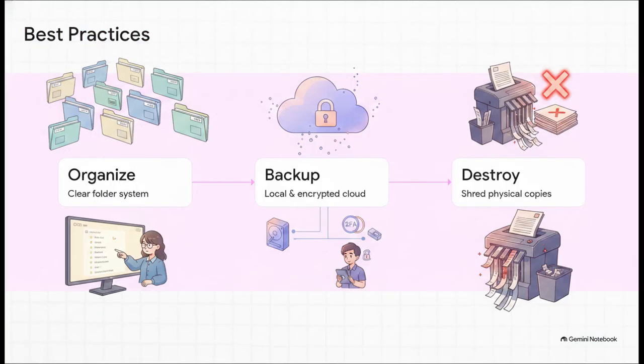So here are the actionable best practices you should follow. Number 1, set up a clear, consistent digital folder system. I like doing year, then account type, then month. Number 2, keep 2 copies of your records. Have one stored locally and one encrypted cloud backup with 2-factor authentication turned on. And number 3, if you have old physical paper statements you no longer need, get a cross-cut shredder and completely destroy them. You've got to protect your identity.